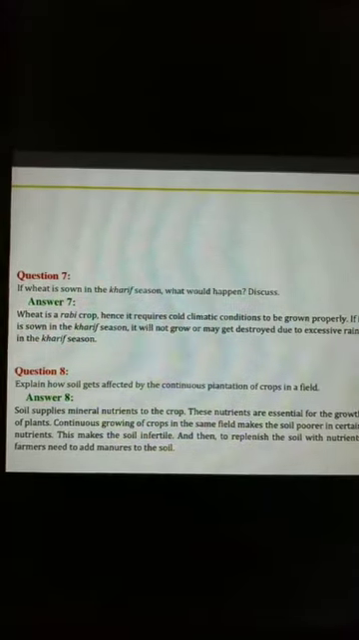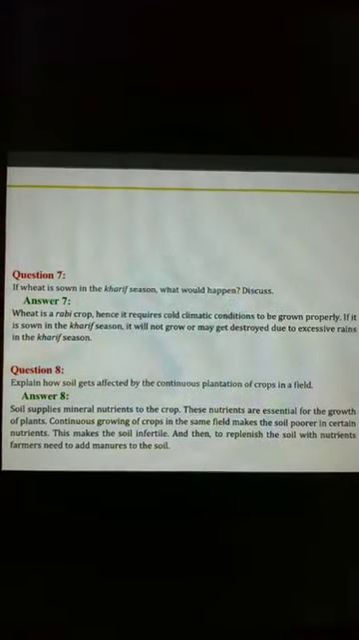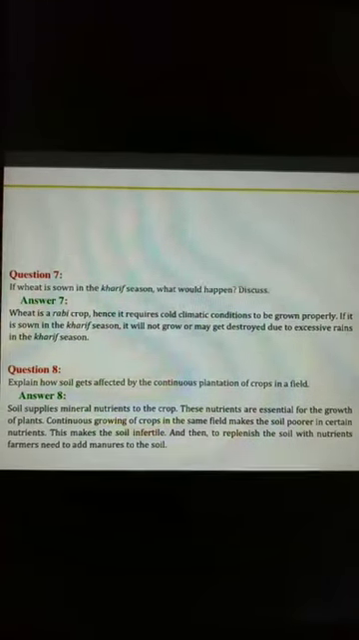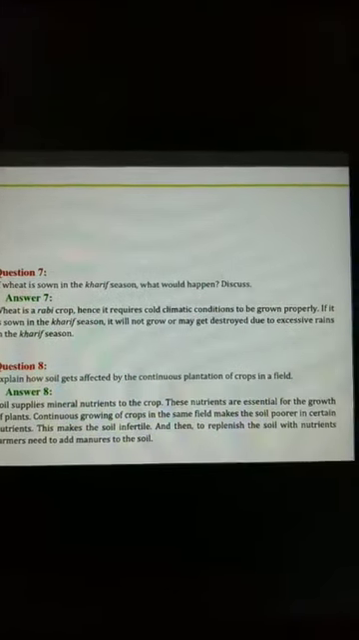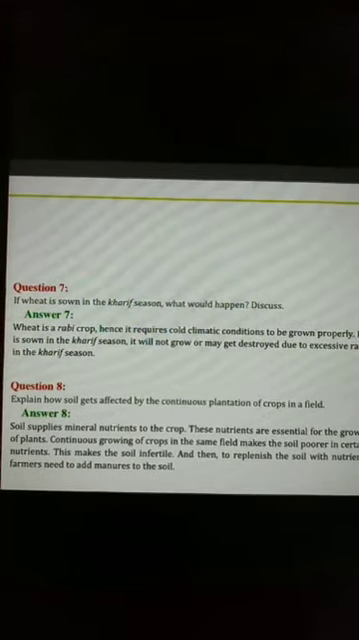Because of this problem, the soil will become infertile. That means the soil is not able to give nutrients to the plants, and to replenish the soil with nutrients, the farmer needs to add manure to the soil. So for mixing nutrients into the soil, the farmer needs to use manure. So it is said that continuous plantation will affect the soil and crop also.